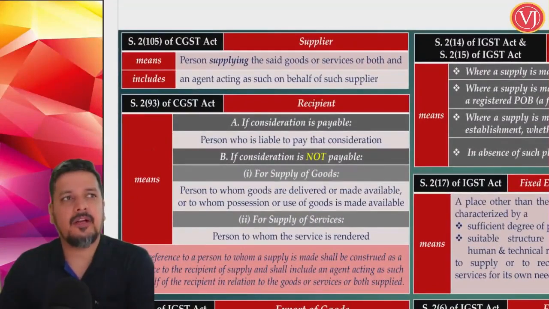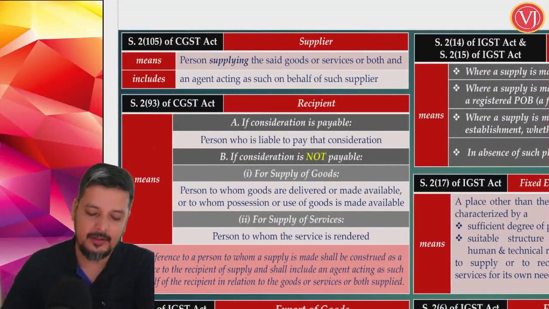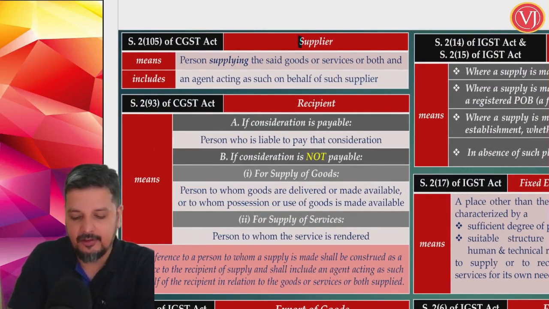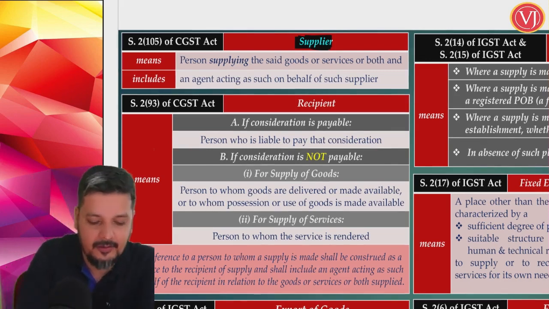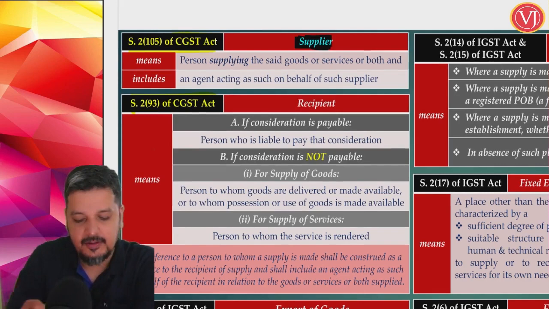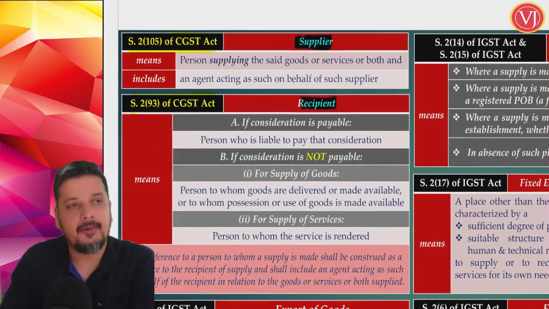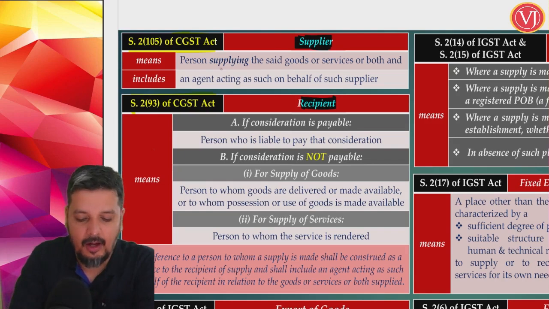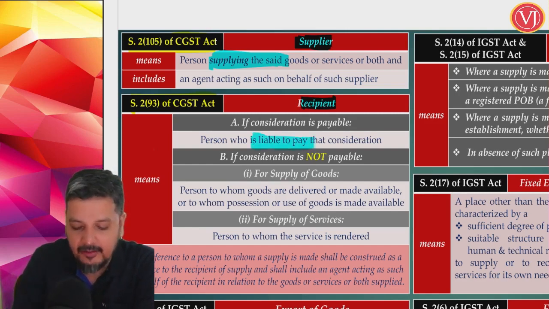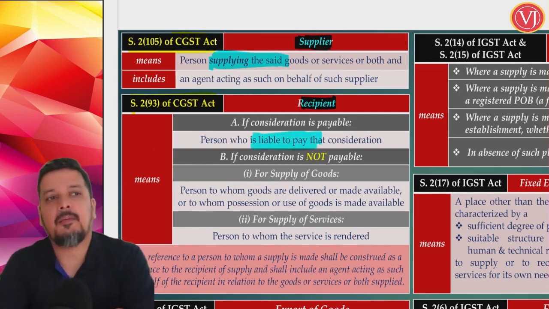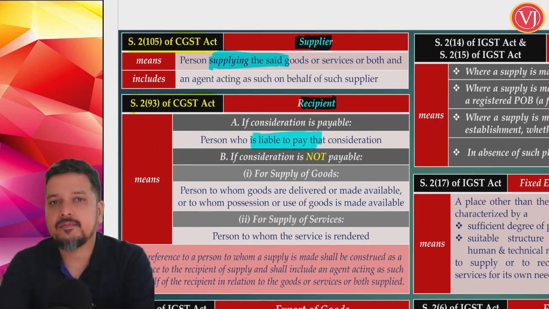Before telling location of supplier or location of recipient, you should find who's supplier and who's recipient. Supplier is a very general definition. Generally, all the definitions that we are discussing here are from the IGST Act, but this part of the definition is taken from your CGST Act. Supplier means a person who's supplying the goods or services, includes his agent. Agent is a normal thing. But recipient does not mean the person who's receiving the goods or services. Recipient means a person who's liable to pay the consideration.